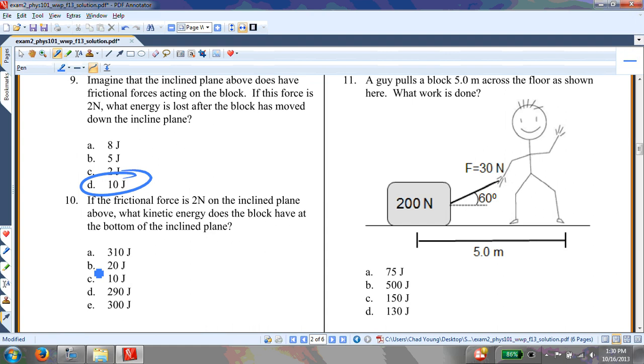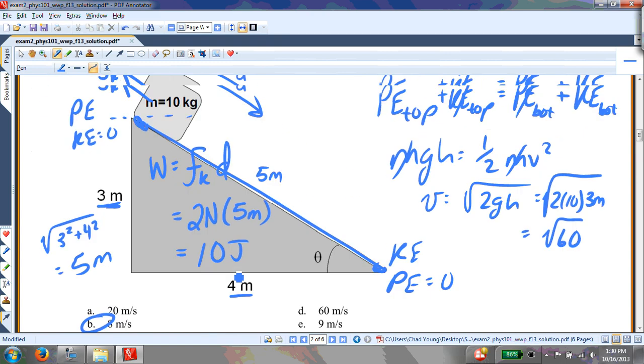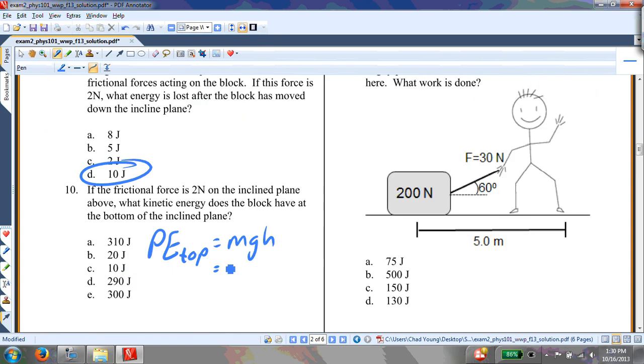And then I want to know, what is the kinetic energy at the bottom of the inclined plane? Well, the total energy at the top is just the potential energy, and that's mgh. Was it 2 kilograms, I think? No, a 10 kilogram block. So that's 10 kilograms times 10 meters per second squared times 3 meters. That's 300 joules. But then it loses 10 joules of energy. So 300 minus 10 equals 290. D.